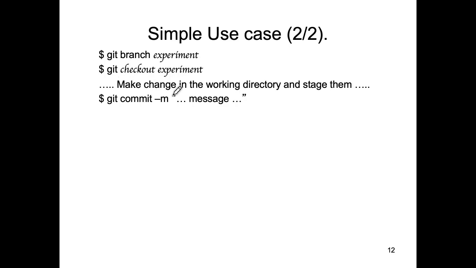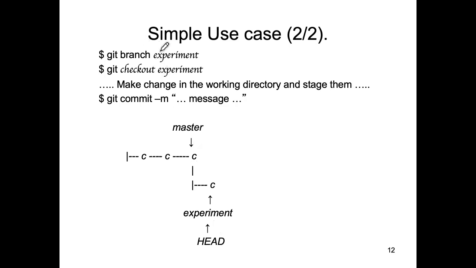Now, if we look at a snapshot, or sorry, if we look at the internals of our repository, it's now going to look like this. I've done a new commit. The experiment branch is going to be pointing at that new commit. Head is going to be pointing at experiment. Master is still going to be pointing at the earlier commit that it was pointing to.